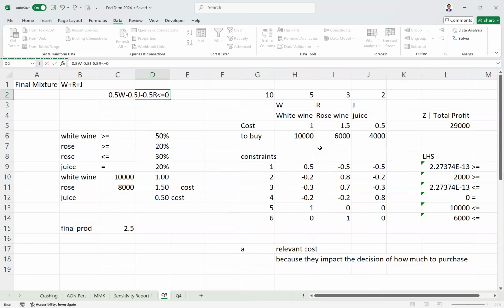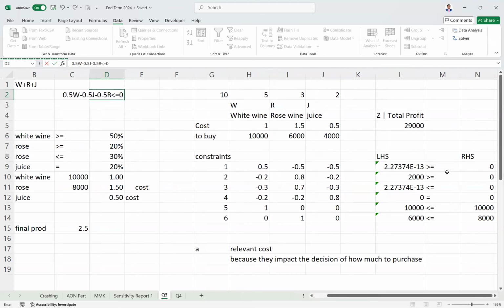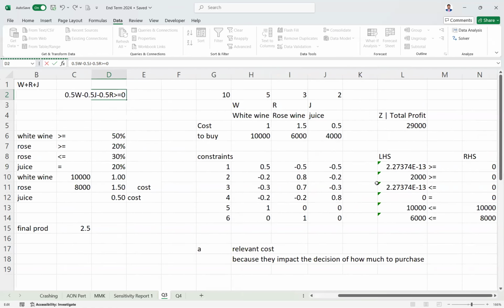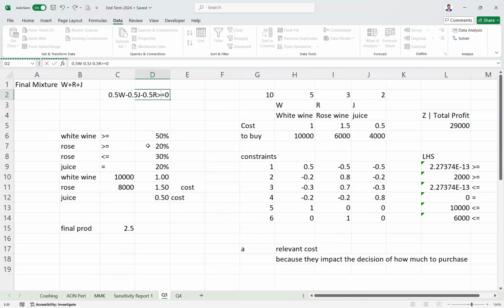Why did we do all this? Because these are the coefficients of the constraint. See the coefficients: 0.5, minus 0.5, minus 0.5. Oh sorry, this is greater than or equal to 0. Why greater than or equal to 0? Because the requirement is greater than or equal to 50%.